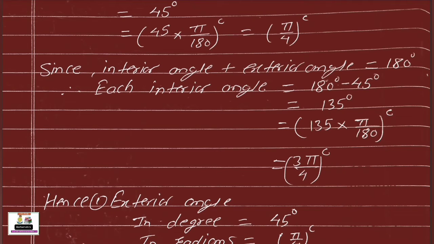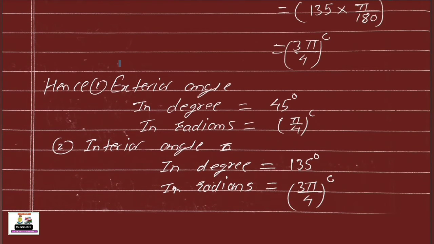Next, hence the exterior angle in degrees is 45 degrees. In radians, pi by 4 radians. The interior angle is 135 degrees.